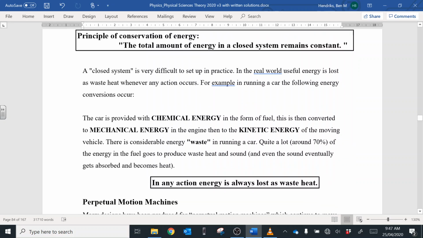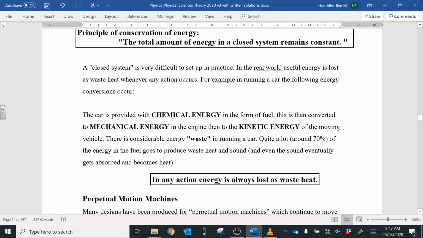Alright. So, in the real world, useful energy is lost as waste heat whenever any action occurs. So, we will talk about things in terms of efficiency. A car's main purpose is to transport people or objects from one point to another, but a lot of energy is wasted in heating up the engine and the sound an engine makes and all that kind of thing. So if we're just looking at a car purely as a transport device, then it's obviously not 100% efficient.